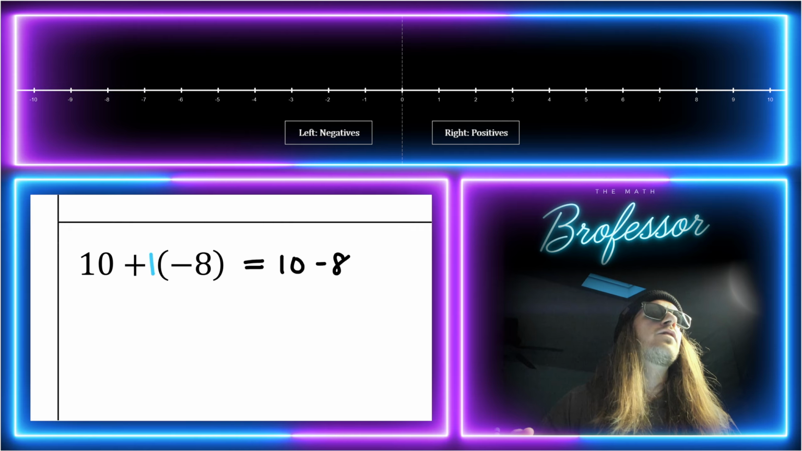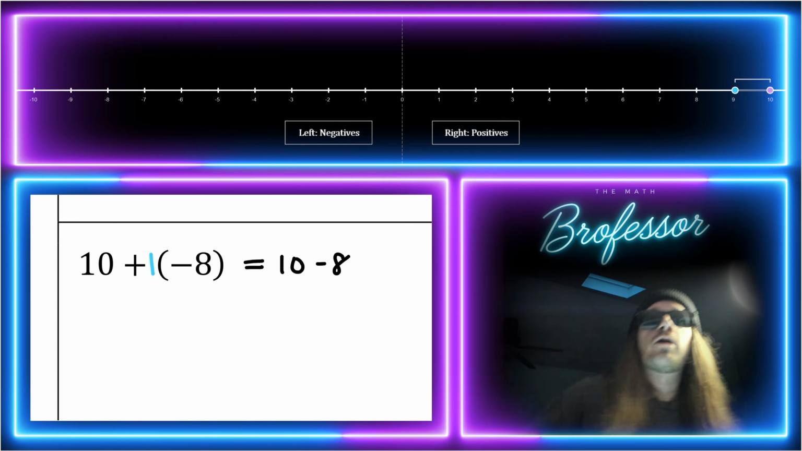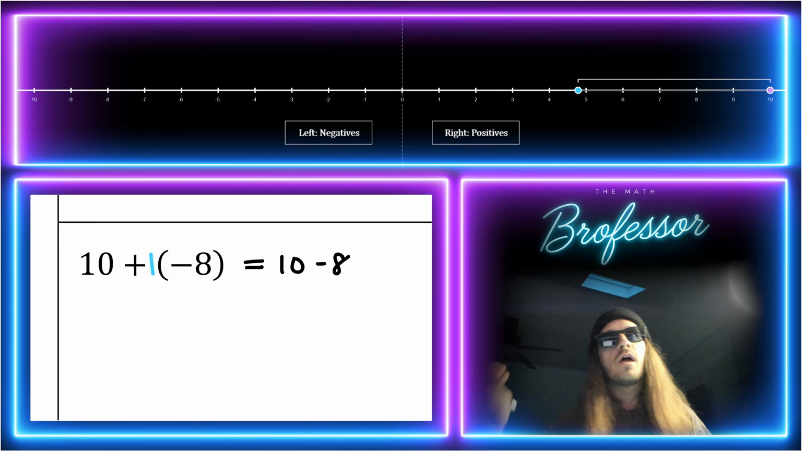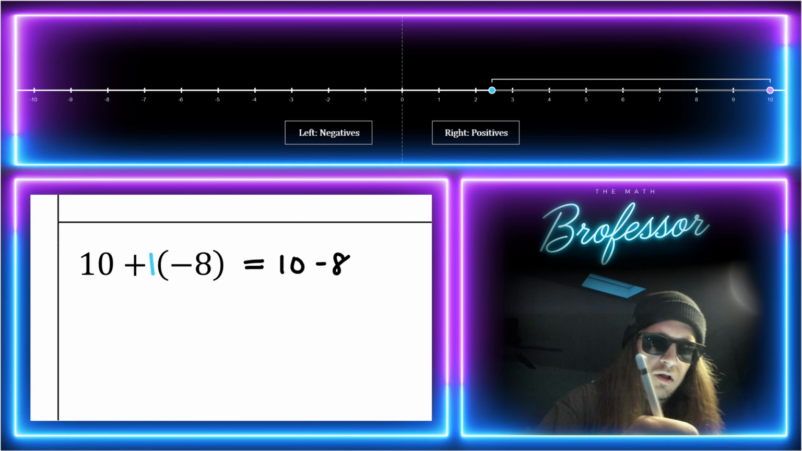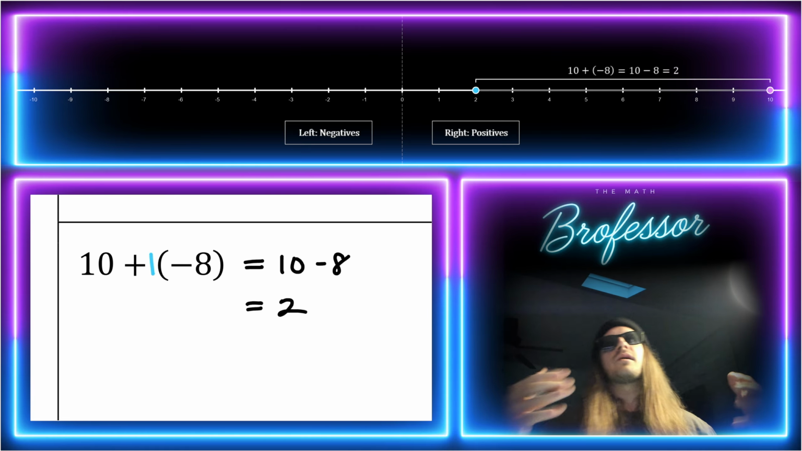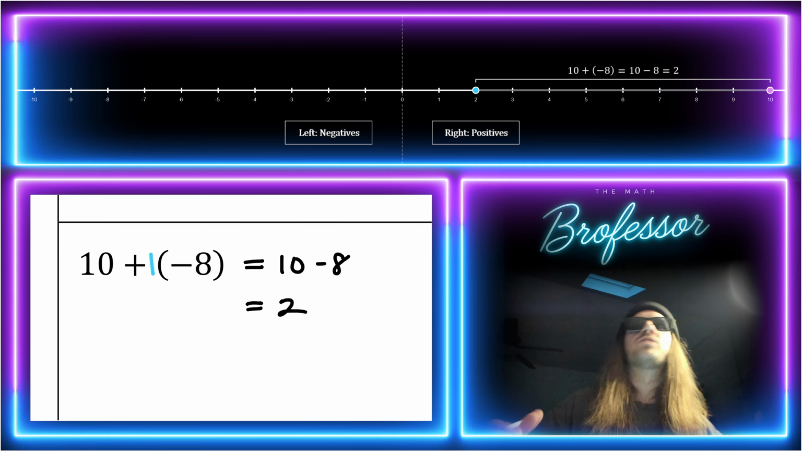Now let's observe what this would actually be. So you start on 10 and you move left, not right, but left, because that 8 is negative. Moving left 8 spaces will land us at 2. Right? So 10 plus negative 8 is really just 10 minus 8, which is 2.